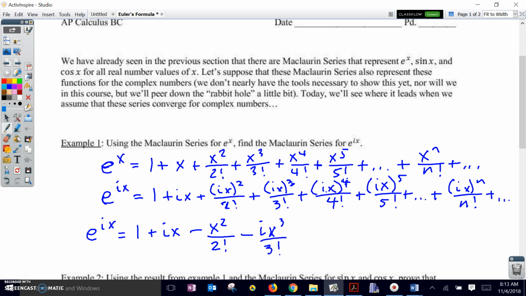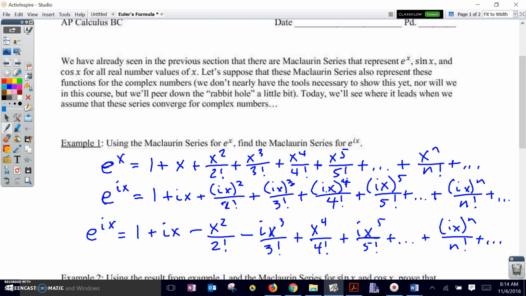And then we do the same thing with i to the fourth x to the fourth. i to the fourth is equal to 1. So this just becomes plus x to the fourth over 4 factorial. And then we start to see a repeating behavior in these. i to the fifth is just i. So this becomes plus i x to the fifth over 5 factorial. And we continue to generate our terms like so. Alright, so there is a series for e to the ix.